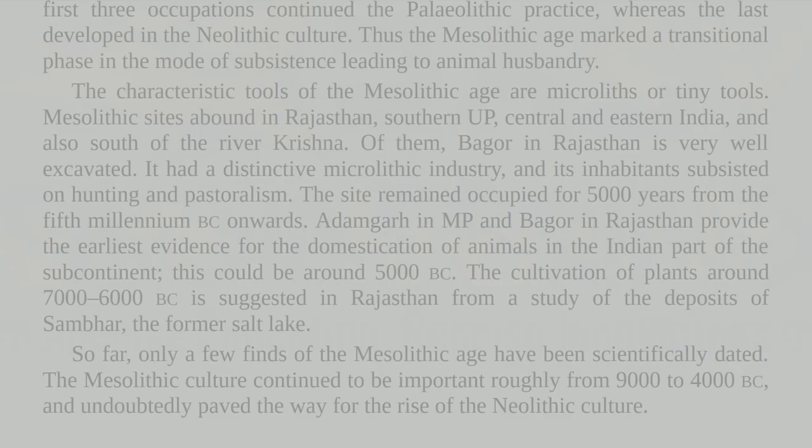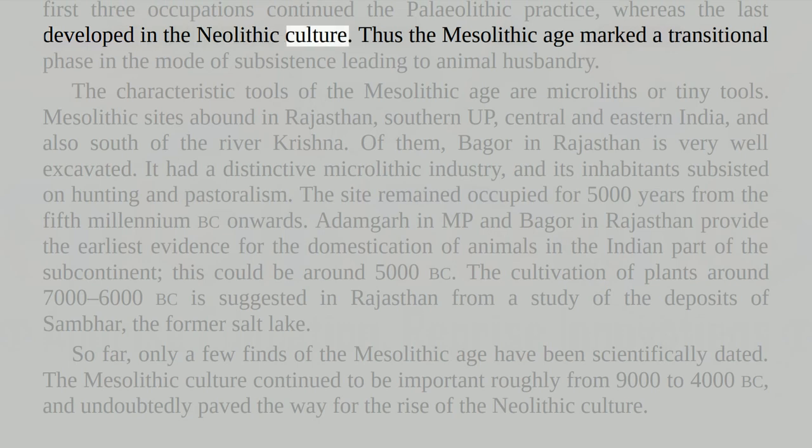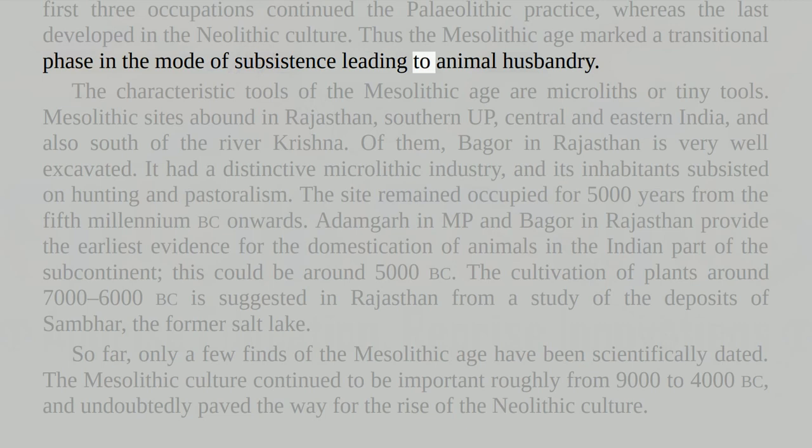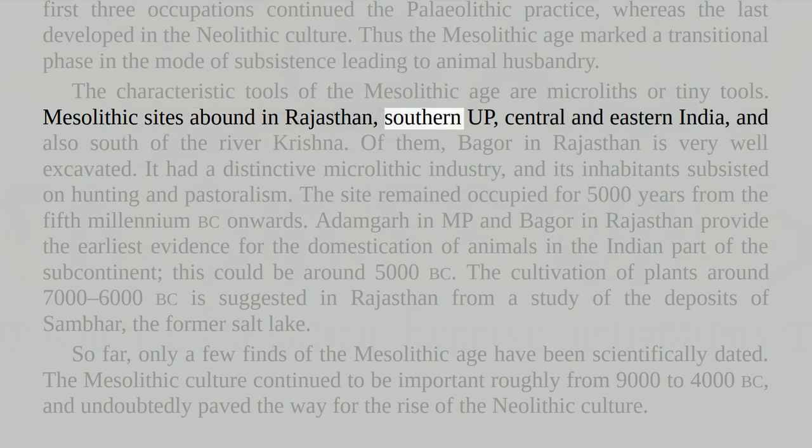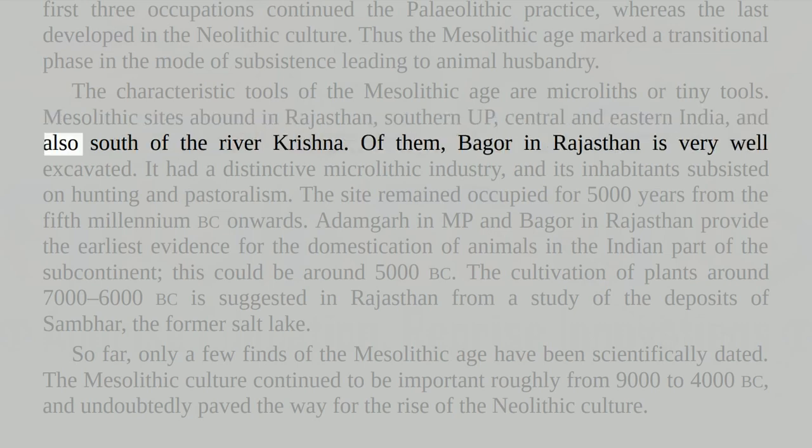The first 3 occupations continued the Paleolithic practice, whereas the last developed in the Neolithic culture. Thus the Mesolithic Age marked a transitional phase in the mode of subsistence leading to animal husbandry. The characteristic tools of the Mesolithic Age are microliths or tiny tools. Mesolithic sites abound in Rajasthan, southern UP, central and eastern India, and also south of the river Krishna.